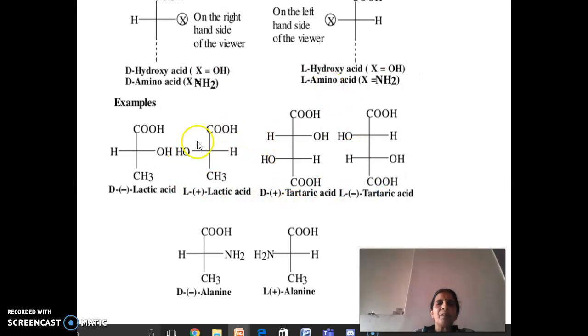So these are some of the examples for the interconversion of one form to another form. These are Fischer projections of lactic acid, both D and L form. These are the Fischer projections of tartaric acid. These are the Fischer projections of D and L form of alanine.